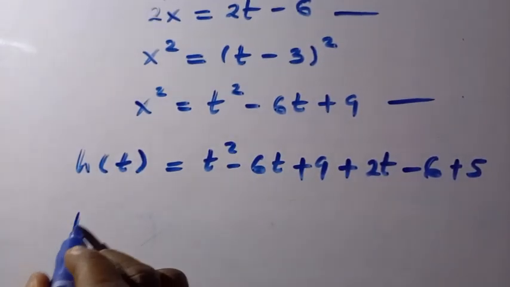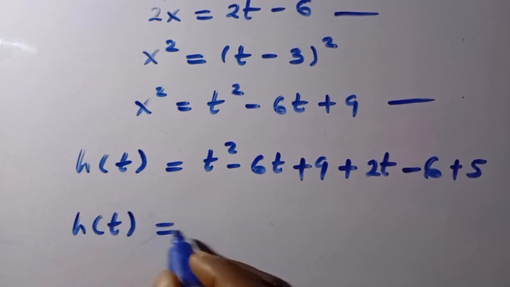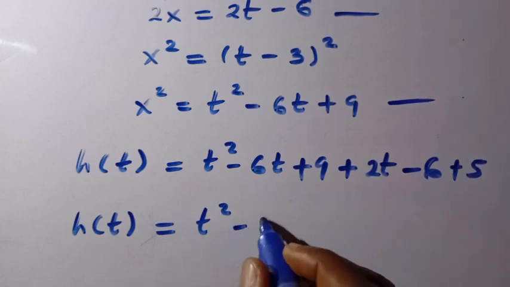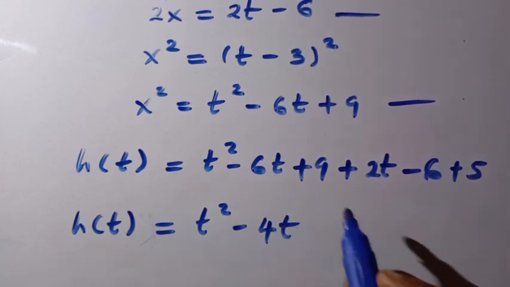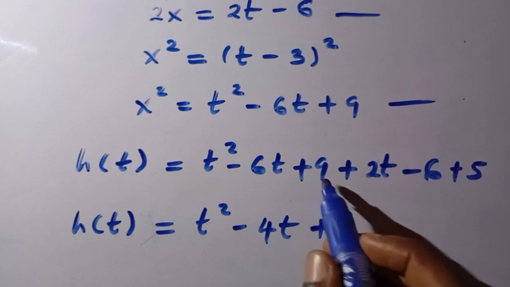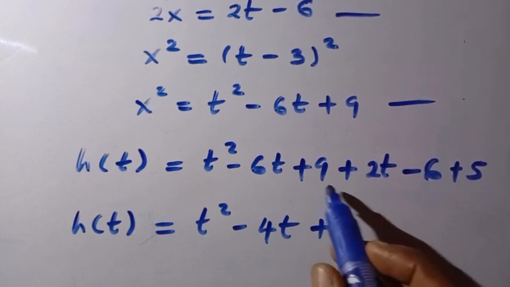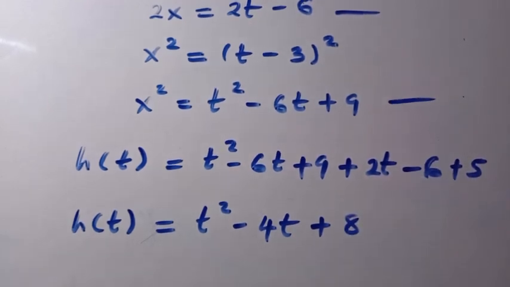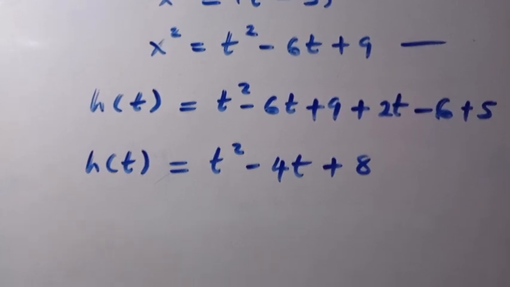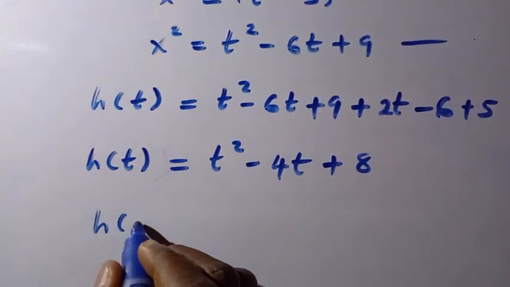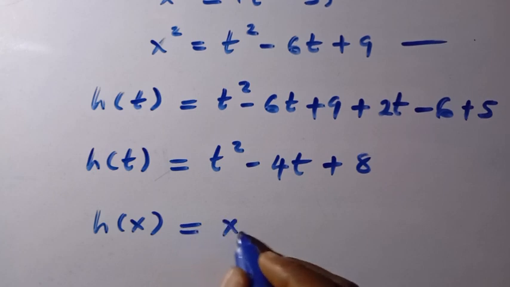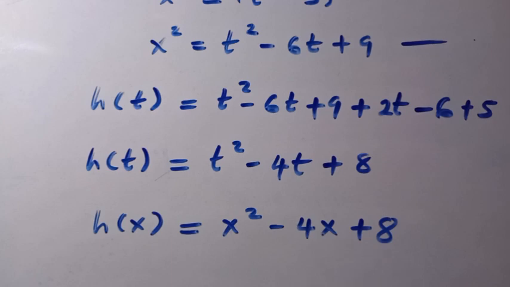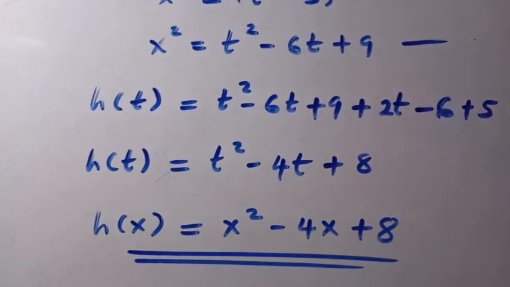Having this, we have h of t equals t squared, then minus 6t plus 2t, that is minus 4t. Here we have 9 and here is 6, so 9 minus 6 is 3, then 3 plus 5 is 8. So we have this in terms of t. Let's replace t with x. Here we have h of x equals x squared minus 4x plus 8. So we get the same answer as the first one.